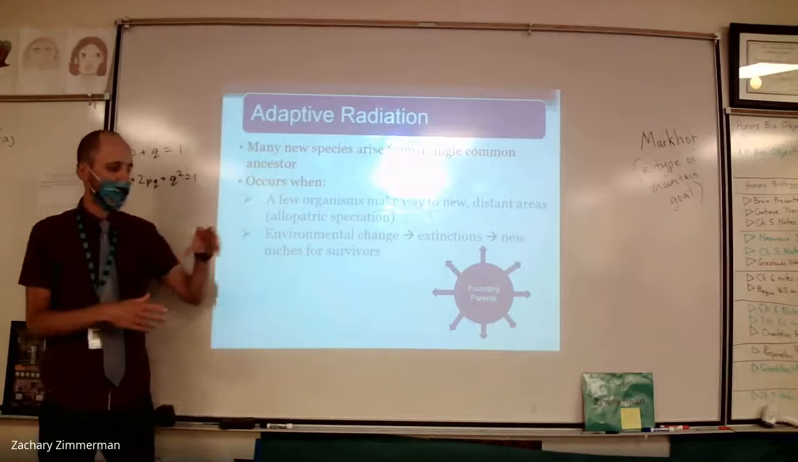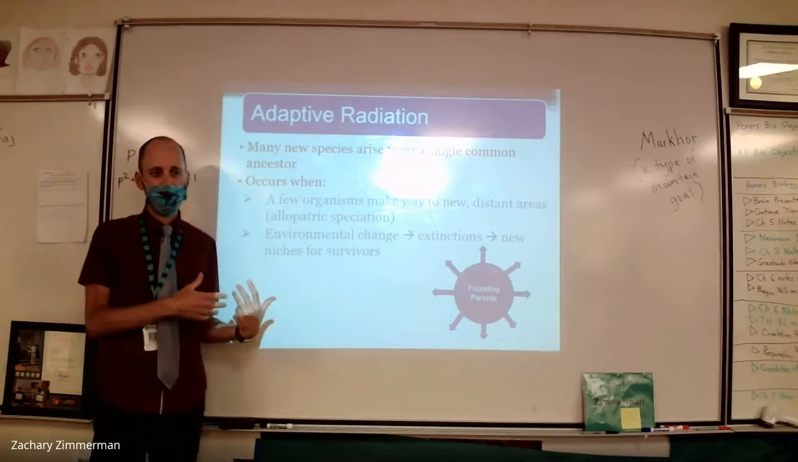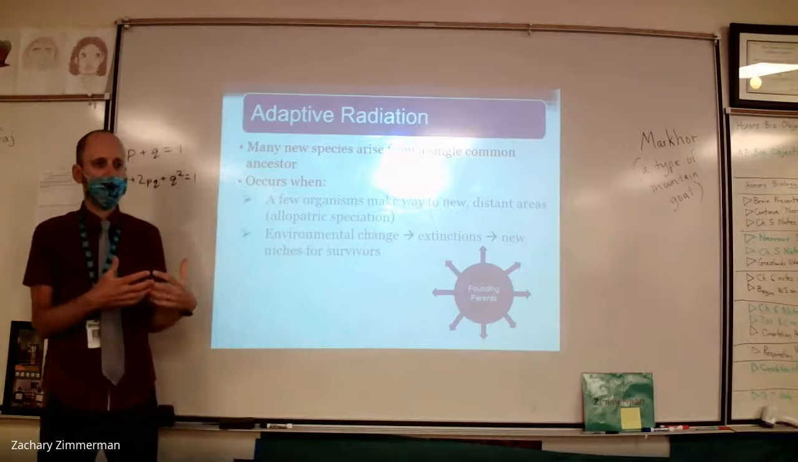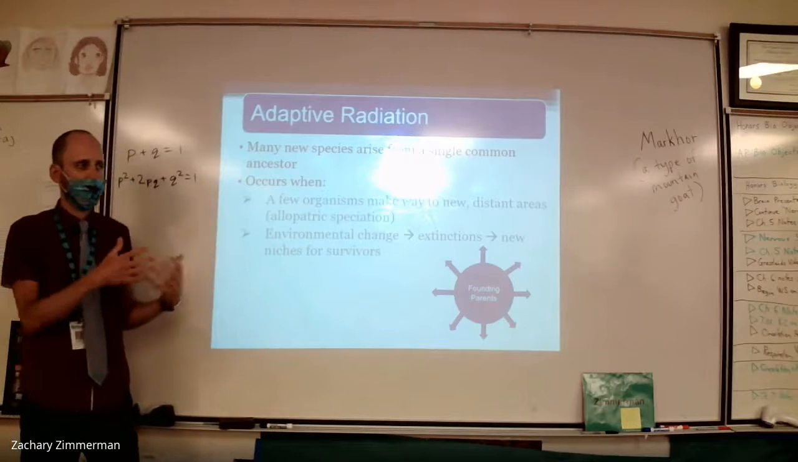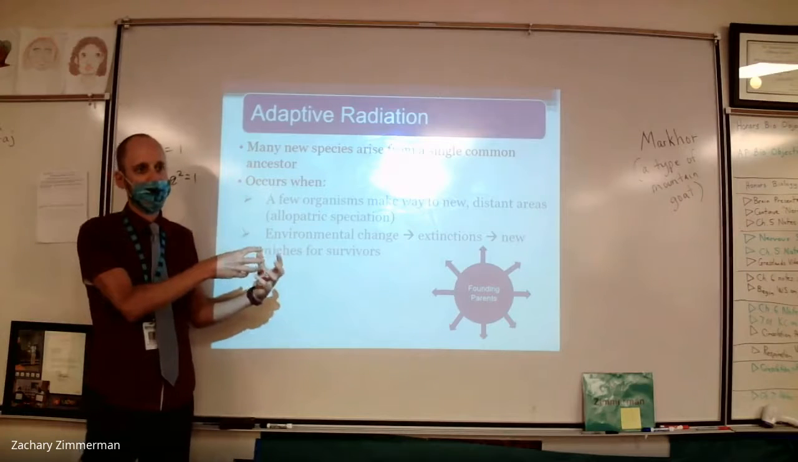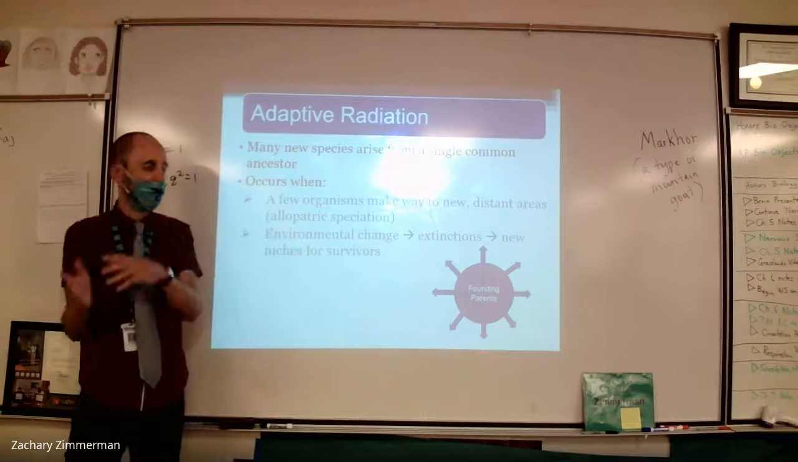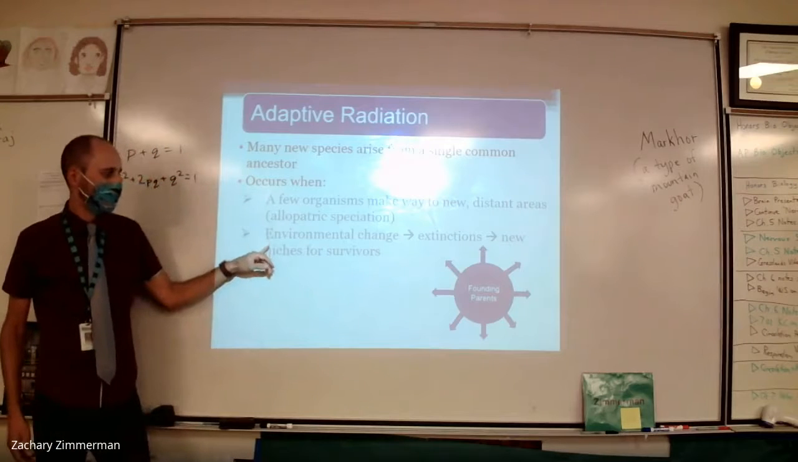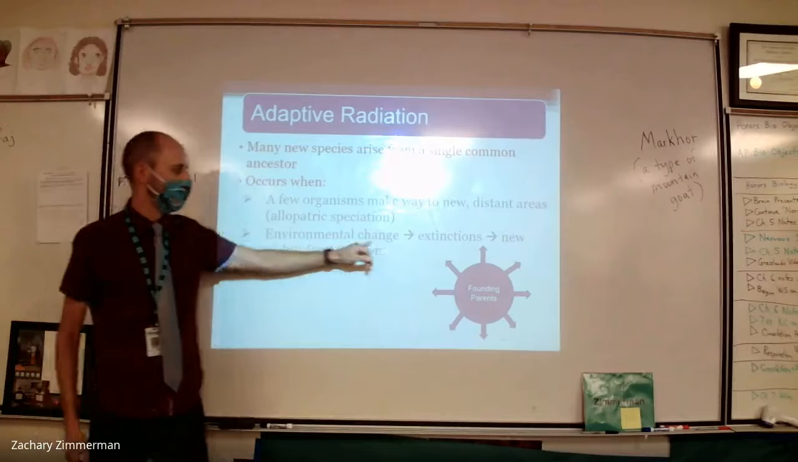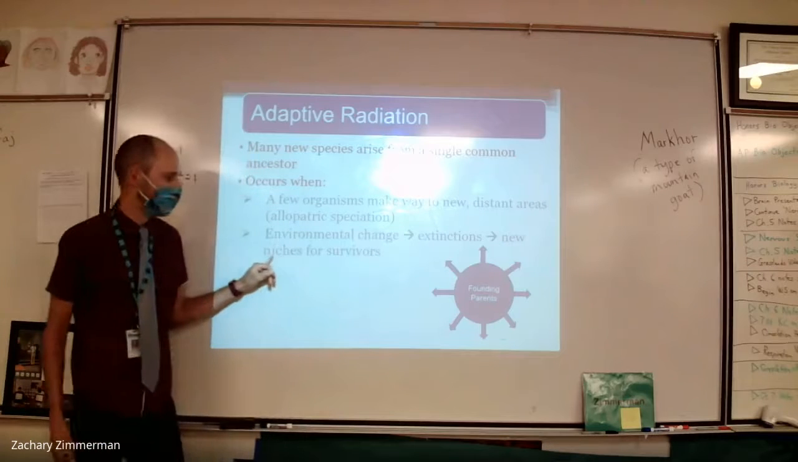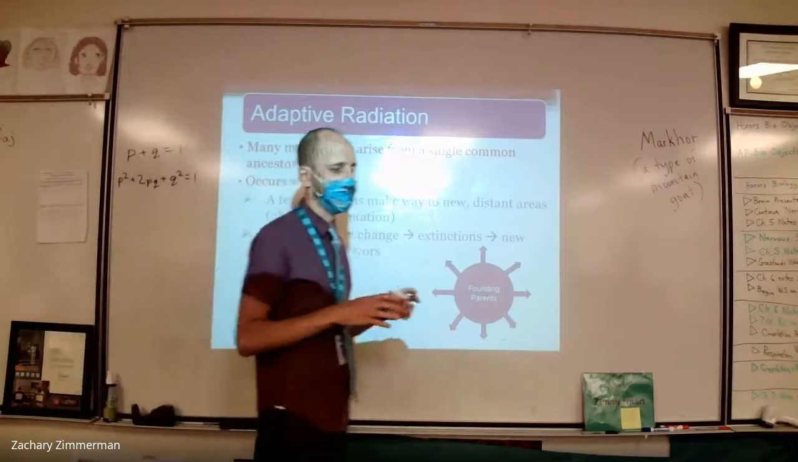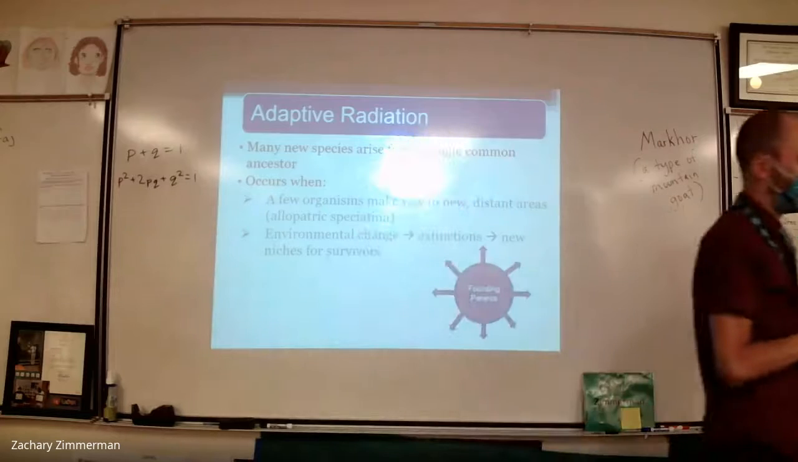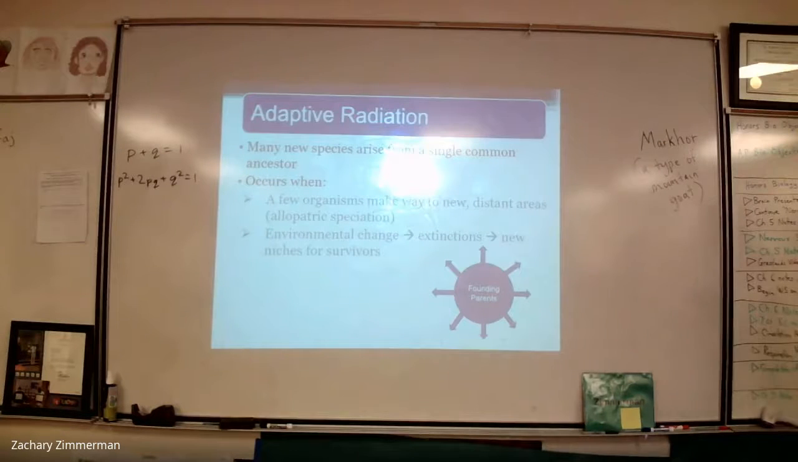So when they move from one place to another, the selective pressures might be different, the environment's different, and so the combination of traits that's considered valuable in one environment will be different than in another. So then we have a speciation event. If there's an environmental change, that can lead to extinction, but it can also lead to adaptations where organisms occupy new niches to ensure their survival. That's adaptive radiation.